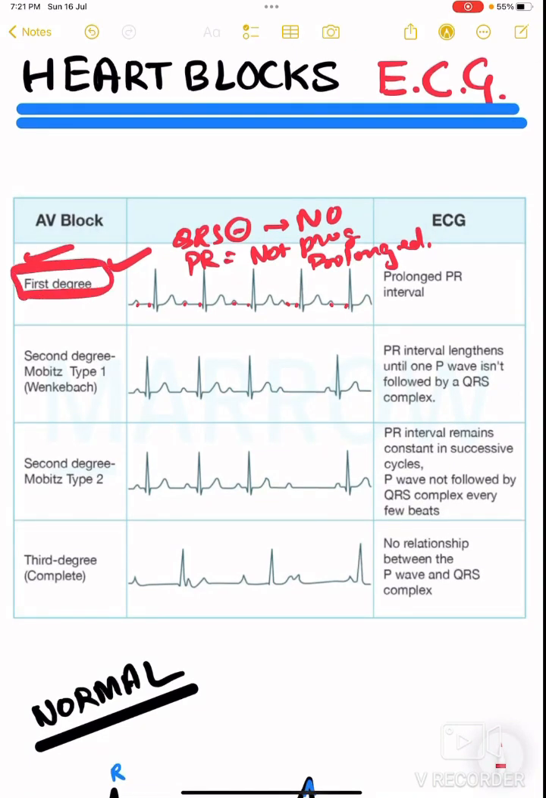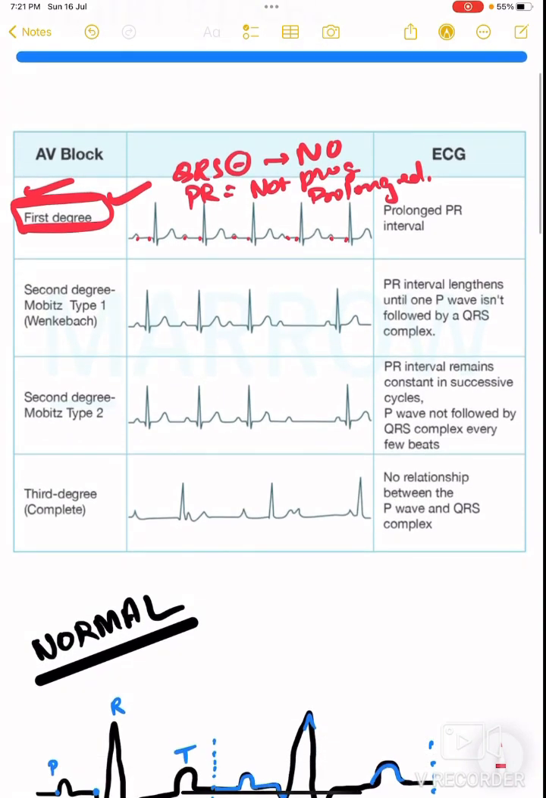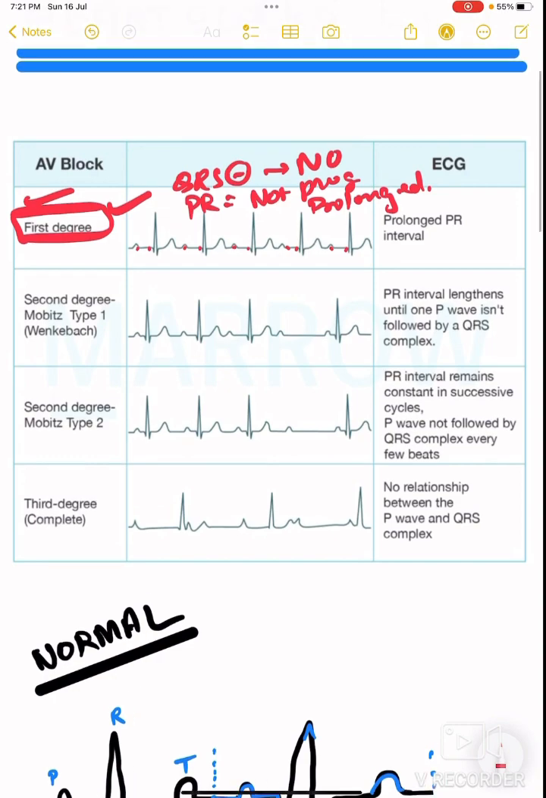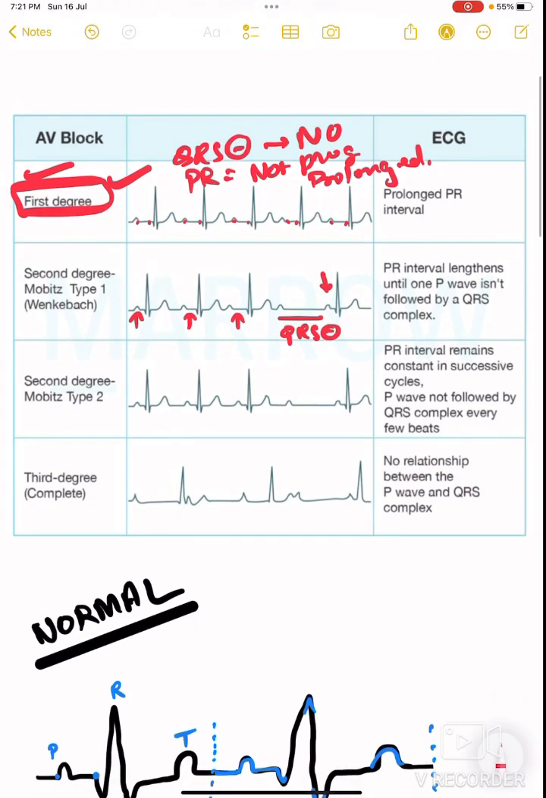Then second degree Mobitz type 1. What I said in second degree Mobitz type 1 heart block is that the PR interval will be prolonged. It will go on prolonging, it will increase until a QRS is absent. Right, look, this one increased, then more increased, then more increased, then what happened? QRS absent. Right, again the same cycle will repeat. So this is type 1.